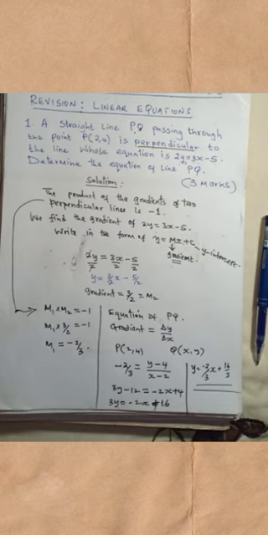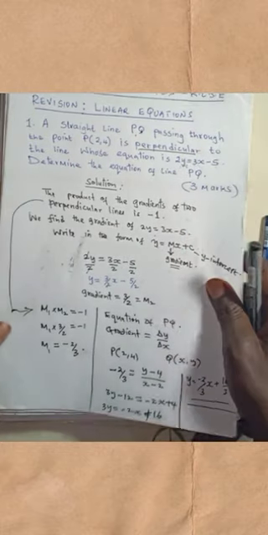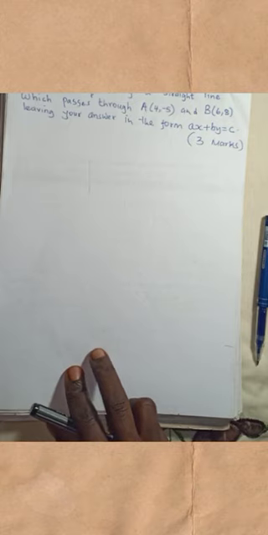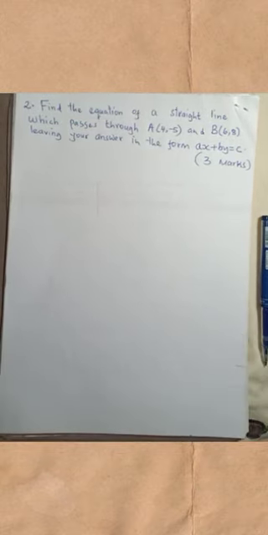So that's how we can solve that question, finding the equation of a line given a perpendicular line to that particular line. So we move on to another sample question. The next sample question is: find the equation of a straight line which passes through the 2 points, leaving your answer in the form ax plus by plus c.